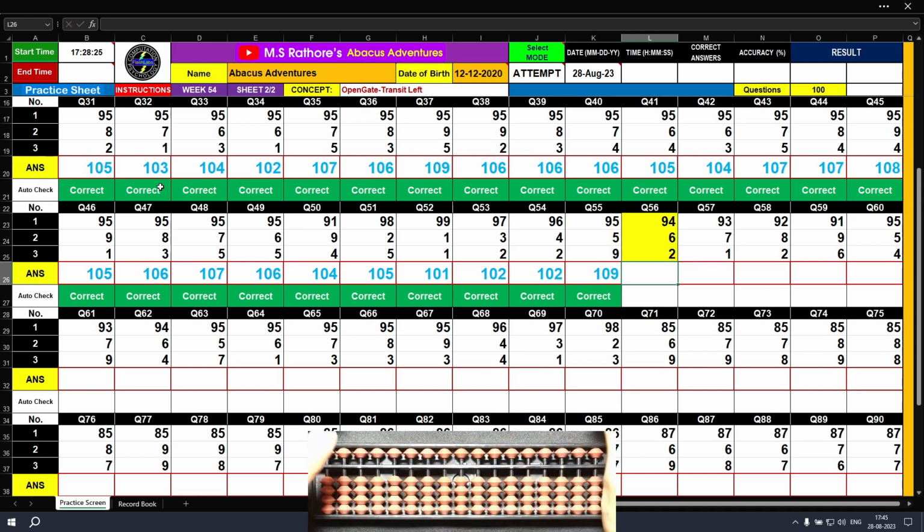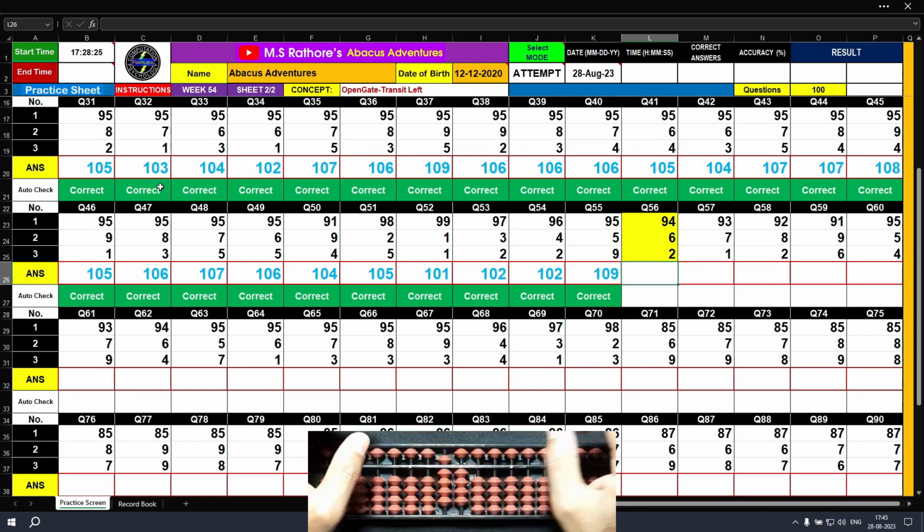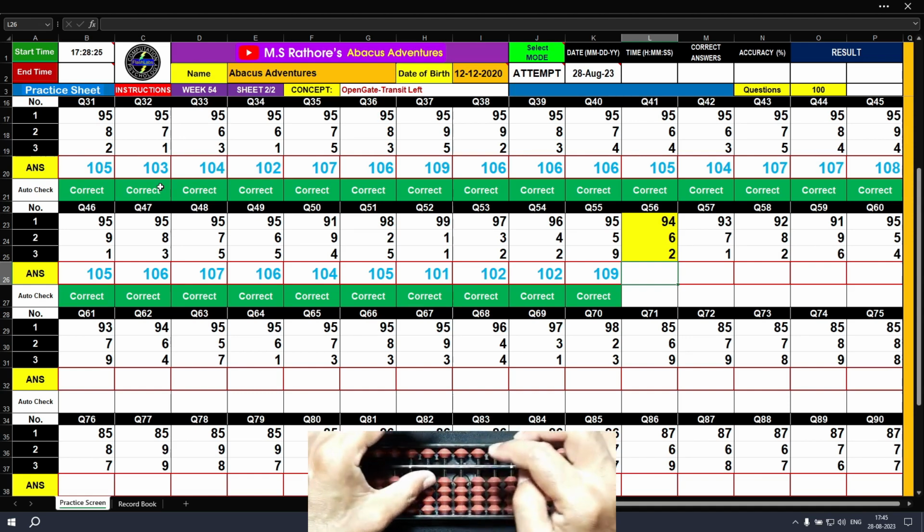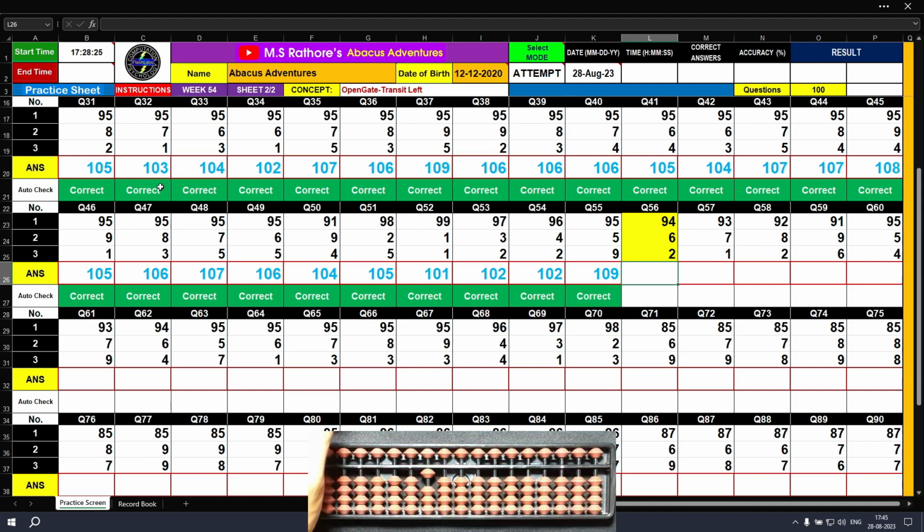Question number 56. Plus 90, plus 4, it's 94. Plus 6 equals minus 4. Open the gate. Plus 10. The answer is 100. Plus 2, it's 102.